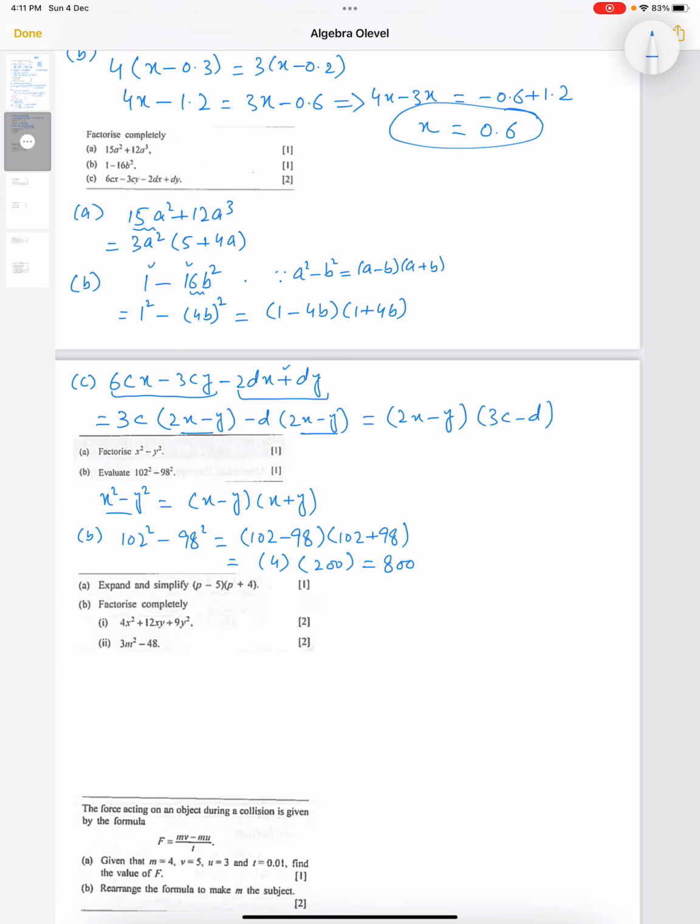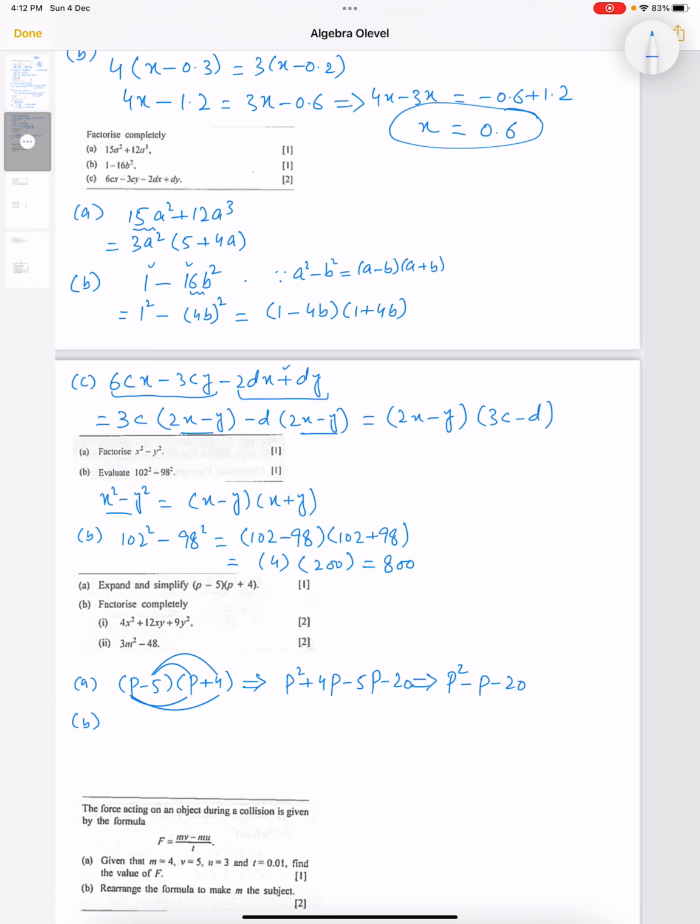Now next question, expand and simplify (p minus 5)(p plus 4). Expand means we have to multiply the brackets. That's quite a simple process. First p will be multiplied with this value, then p will be multiplied with this, and then negative 5 will be multiplied with p and negative 5 will be multiplied with 4. So we have p square plus 4p minus 5p minus 20. And then we have p square, 4p minus 5p is minus p, minus 20 as the answer.